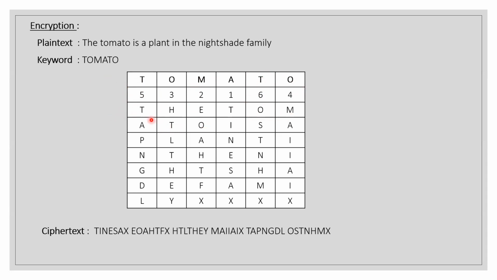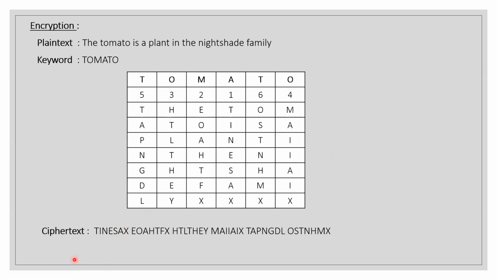Then the plain text is written row-wise. So here, "The tomato is a plant in the nightshade family." And then there are 4 nulls that are used just to complete this grid. Now, to find the cipher text, we'll read the columns accordingly, from 1 to 2 and so on in ascending order. So the first column is read first, this is what we get for the first column, then the second column, then the third, the fourth, fifth, and then sixth. So this is the ciphertext that we get. This is the encryption process.